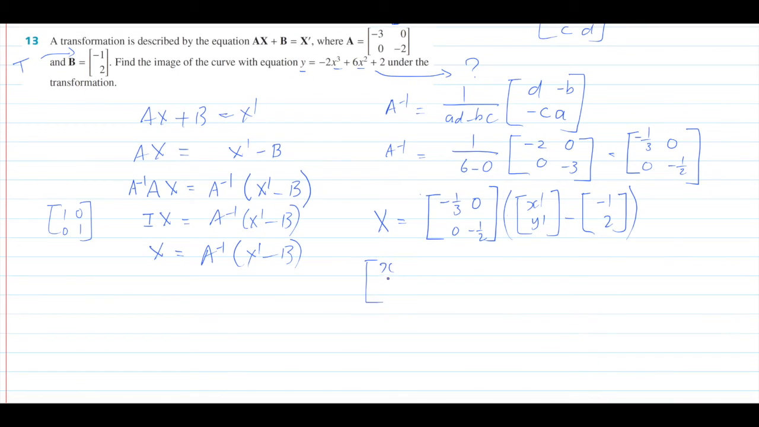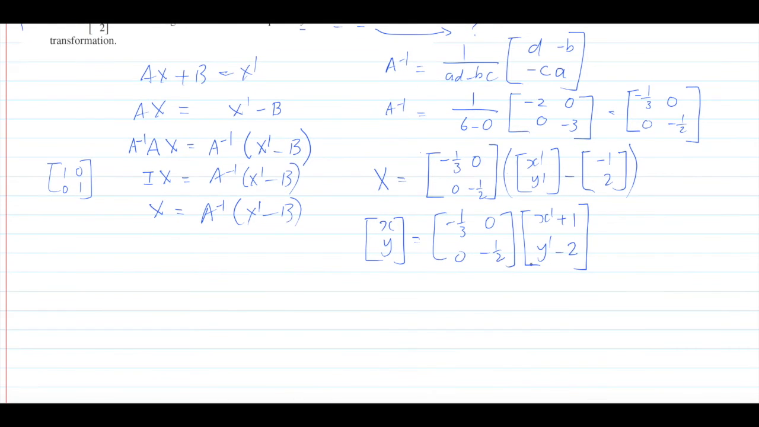The x essentially is written as your original x and y. And then over here is your dilation/reflection matrix. And then you multiply it by, well, let's subtract these two matrices together. x prime minus negative 1, you get x prime plus 1. And then y prime minus positive 2, you get y prime minus 2.